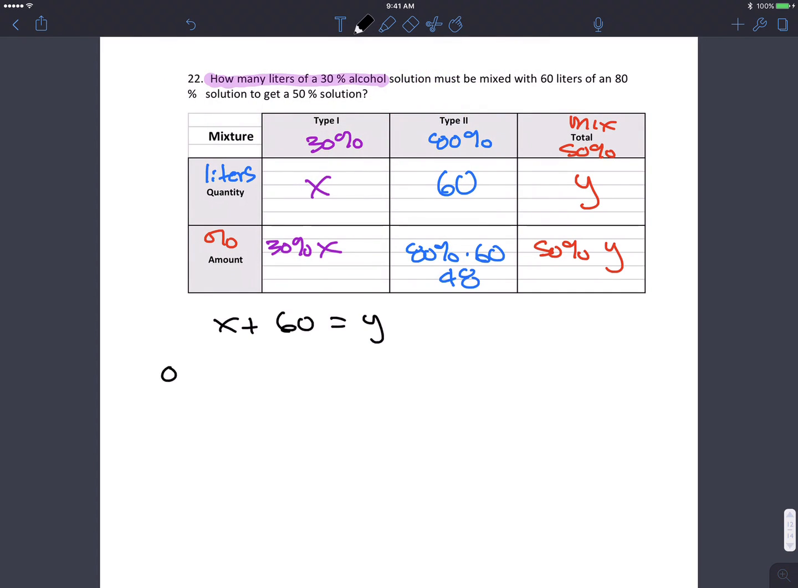Second equation is 0.30x plus 48 will be 0.50y. Maybe we should just get rid of the zeros, because it's irrelevant how many zeros you have at the end of the number after a decimal. That's going to make our computation a little easier. Instead of multiplying both sides by 100 and moving the decimal 2 places, we can multiply both sides by 10 to move the decimal only 1 place.